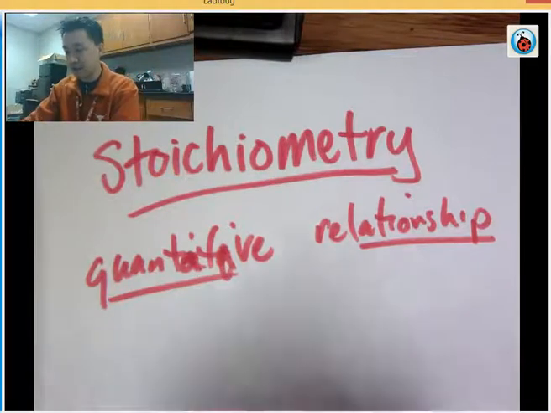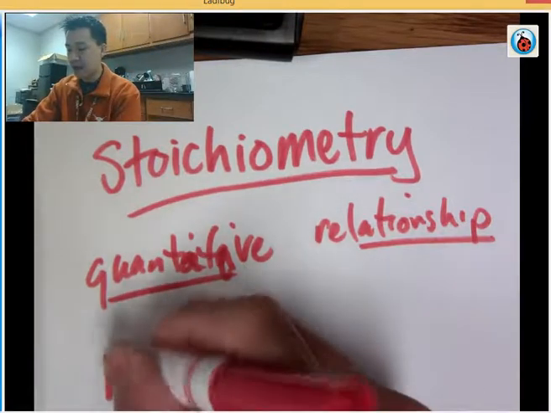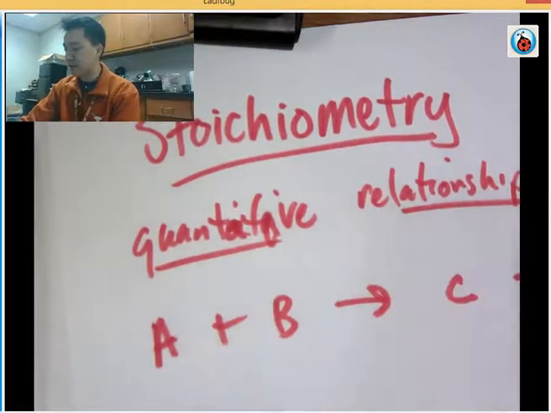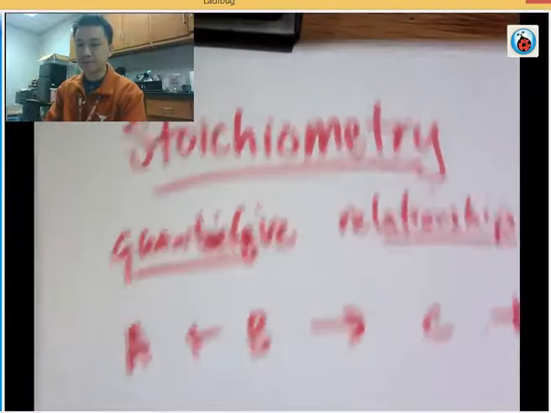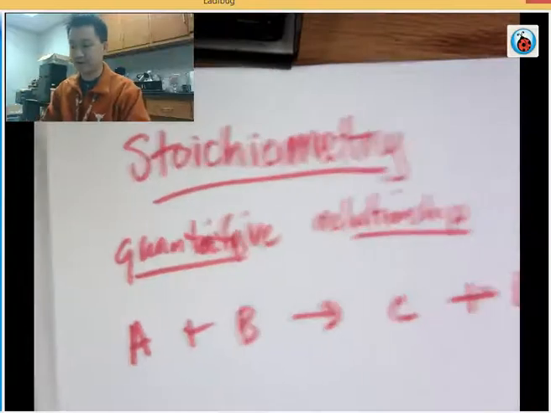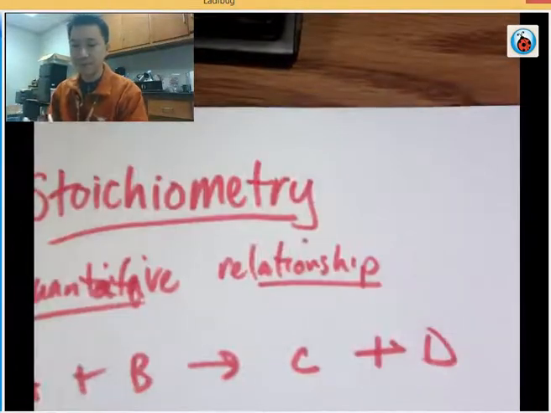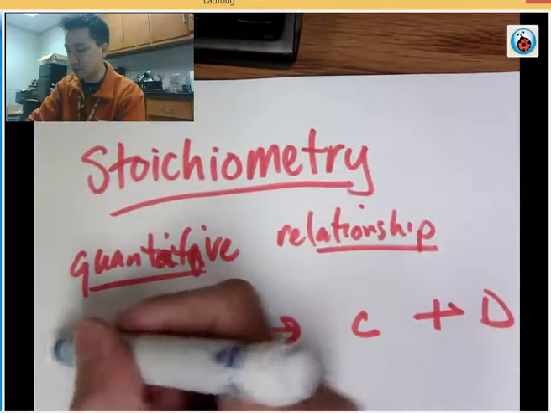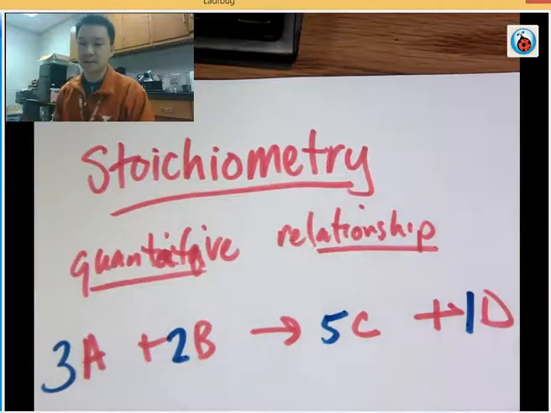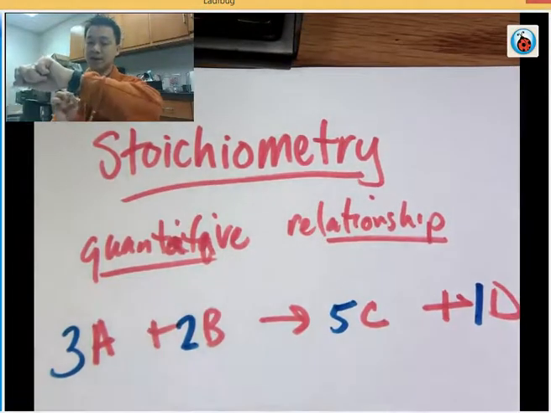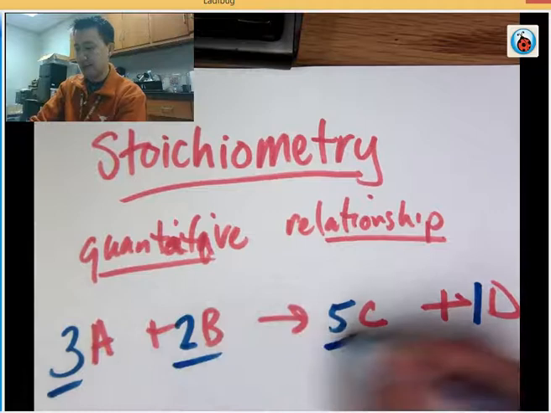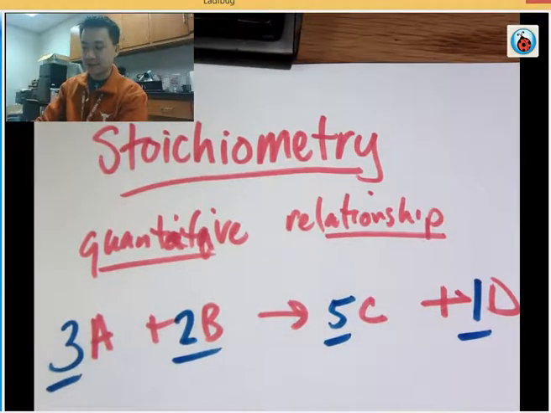So if you have a reaction, the reaction goes A plus B gives you C plus D, for example. Okay? So you have that relation, and the numbers in front, what we learned in the previous video, represent the number of moles. So 3 moles of this plus 2 moles of that gives 5 moles of this plus 1 mole of D, for example. These are our mole ratios, okay? So the numbers in front tell you how many moles, not how many grams.